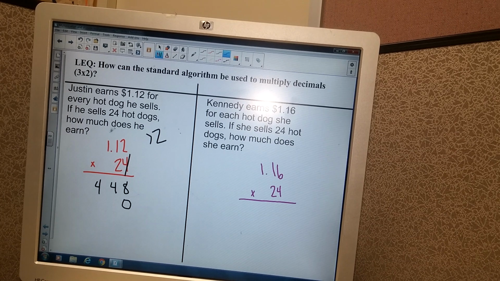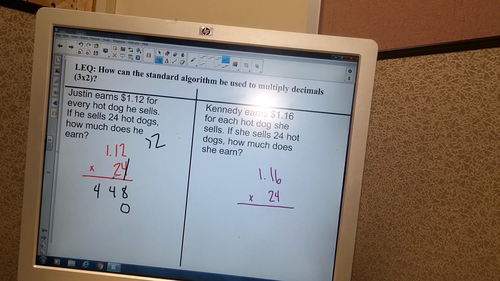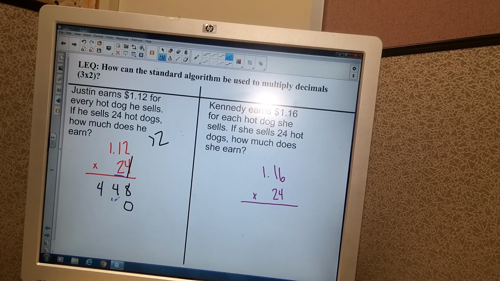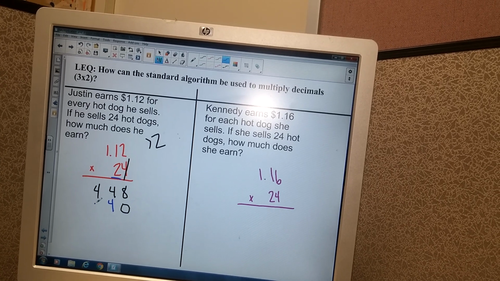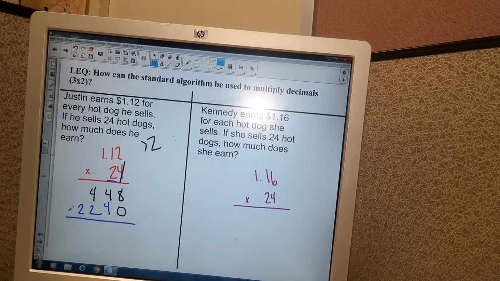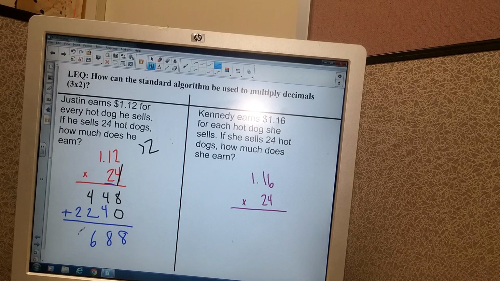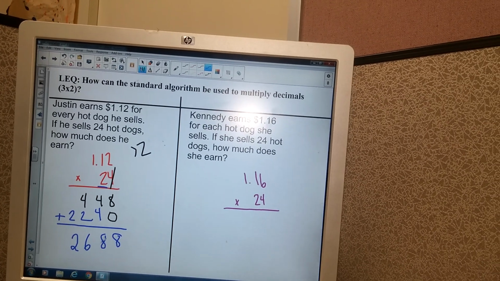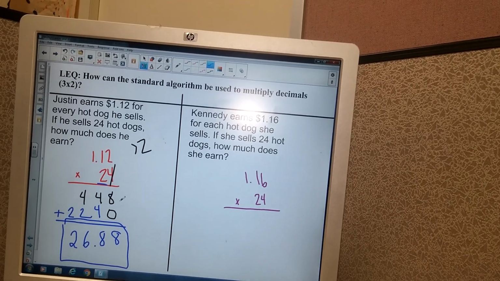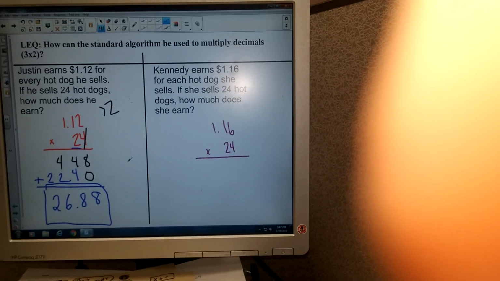If I had to carry any numbers from my first multiplication, I'd probably erase them now. In this case, I didn't have to. I can move right on to my next place value. So 2 times 2 is 4, 2 times 1 is 2, 2 times 1 is 2, and now I just add up my partial products. 8, 8, 6, 2. I know I have to go in two places, so 26.88, or in this problem, $26.88.